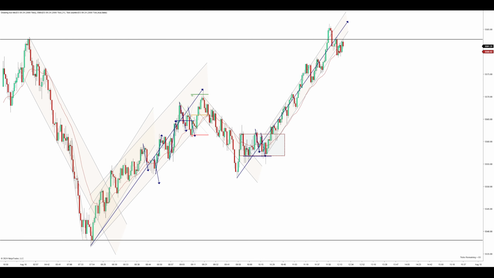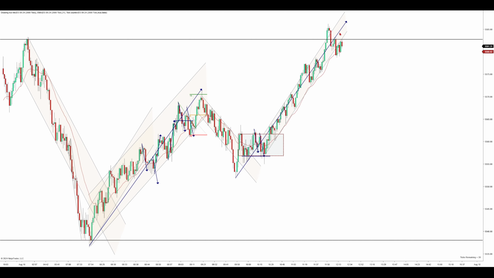So great context to get a big picture failed second entry. It doesn't necessarily have to be super big picture. We already have very good big picture context. With these two legs up here, it's a great place to look for a short. So if we just get a decent failed second entry, push below the EMA, a couple legs back, we can get a good short soon.